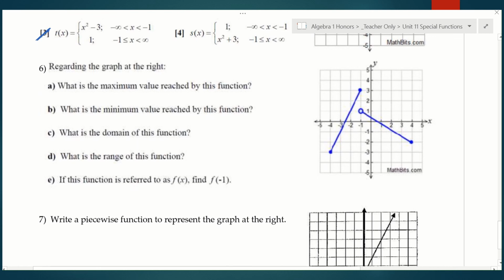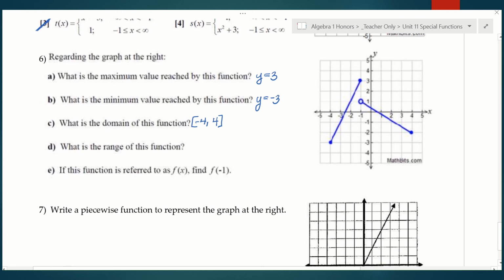Okay, number 6, regarding the graph at the right, what is the maximum value reached by this function? So the highest value that this function gets for y is 3. What is the minimum value reached by this function? So the lowest our graph goes is -3. What is the domain? So looking left to right, the furthest left our graph goes is -4. And it includes it. And there are no gaps, even though it looks like there's a gap where x is -1. There's a closed circle there, so we're okay. So this goes all the way to +4. And again, there's a point there, so we include it.